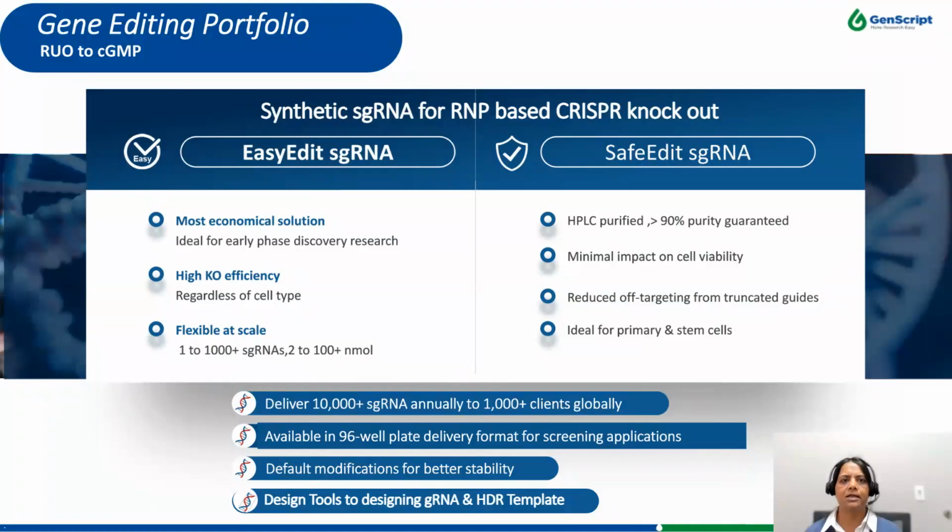Smartly designed synthetic sgRNA are proven effective for targeted gene editing in knockout and HDR-mediated knock-in experiments. To support the RNP-based CRISPR knockout and knock-in, GenScript provides two types of sgRNA. One is the EasyEdit sgRNA and the other one is the SafeEdit sgRNA. EasyEdit is a more economic solution, shows high editing efficiency and is flexible at scale. While SafeEdit sgRNA is HPLC purified, reduces off-targeting and shows minimum impact on cell viability.